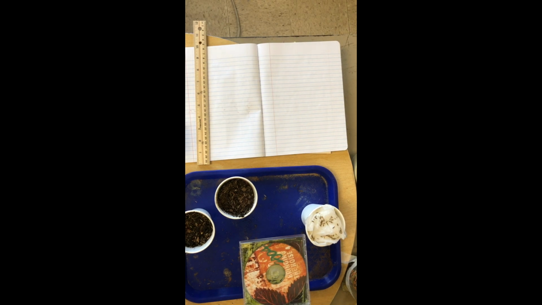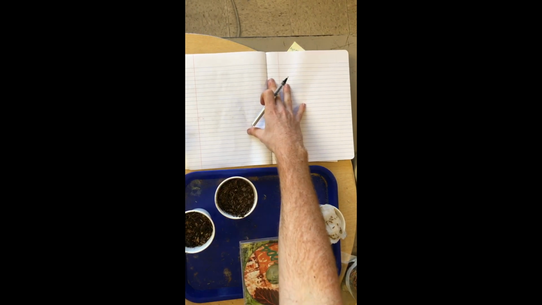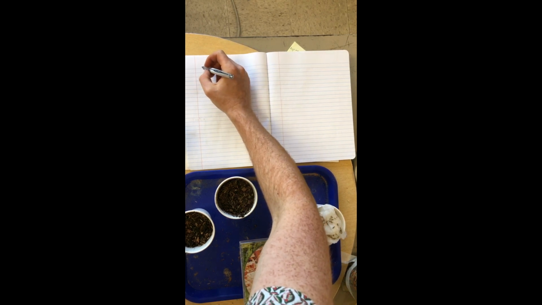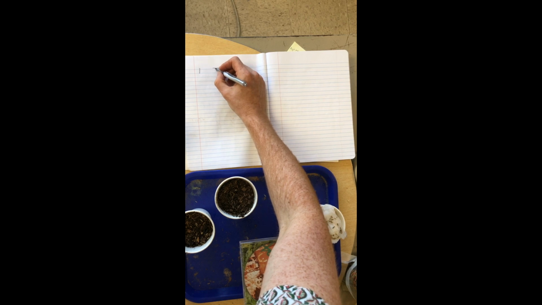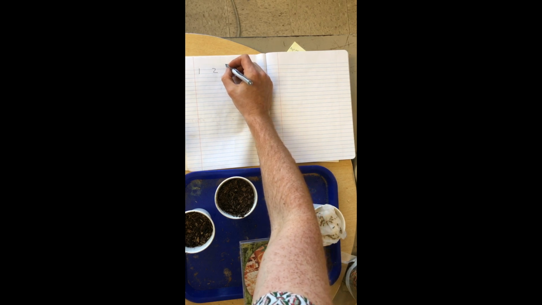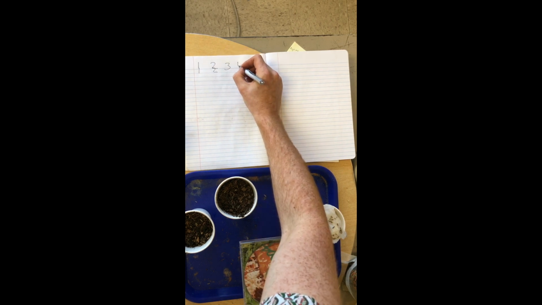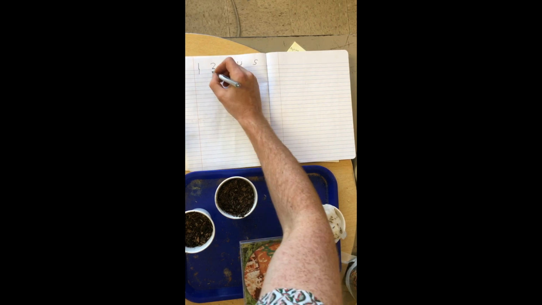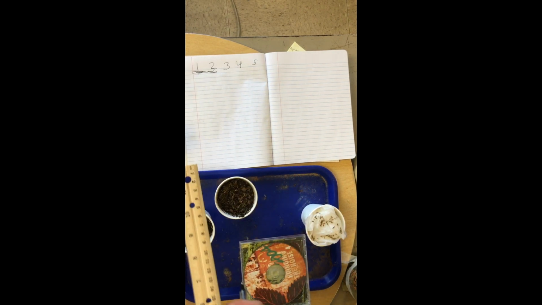Okay? So what I'm going to do is label the first page with the cup numbers. 1, 2, could probably do it at the top actually. 1, 2, 3, 4, 5. Okay, I made a little mistake. I can always just cross that out or erase it. It's not a big deal.